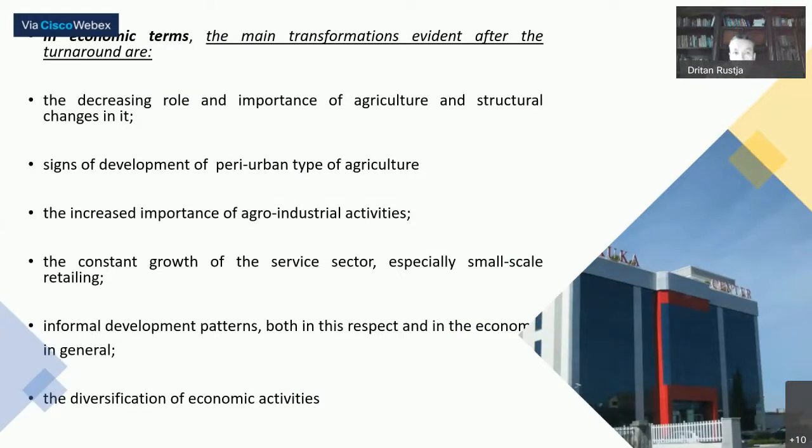And besides the demographic transformations, we just shortly introduce here some economic transformations that the area experienced after the 90s, like the decreasing role and importance of agriculture. As I said, the area was previously a rural area and agriculture was its main economic activity. We have also signs of development of peri-urban type of agriculture, which is something new for previously rural areas of Albania. We have an increased importance of agro-industrial activities, the constant growth of the service sector, which is something new that was introduced after the 90s, especially small-scale retailing, and informal development patterns in this respect, as also demographically and economically, and we will see that Albania continues to have these problems with informality in many areas, and the diversification of economic activities in general.